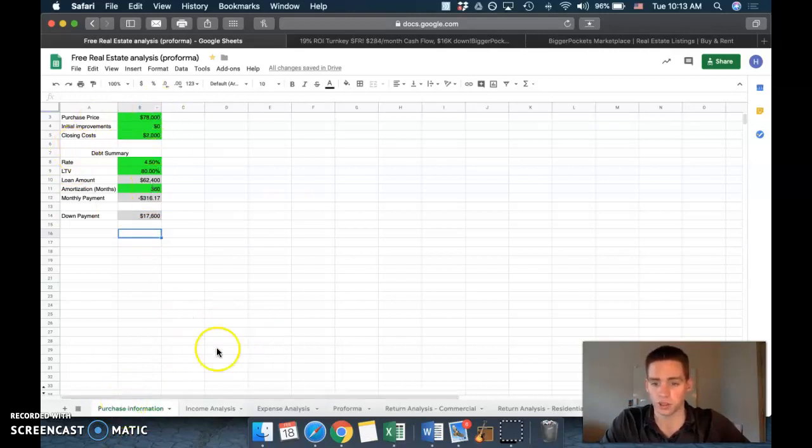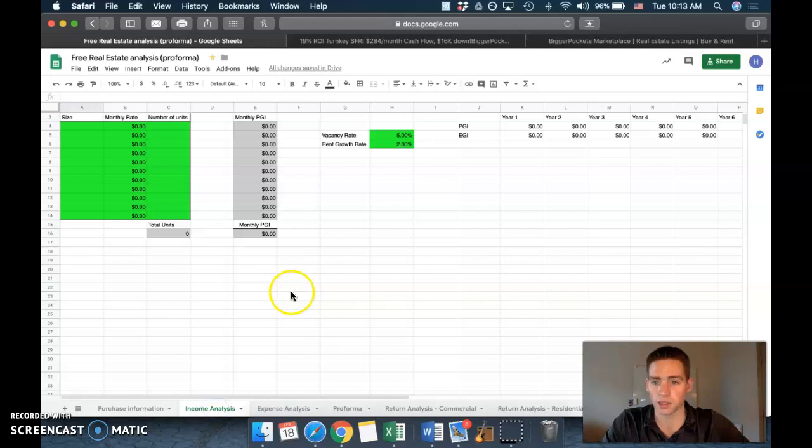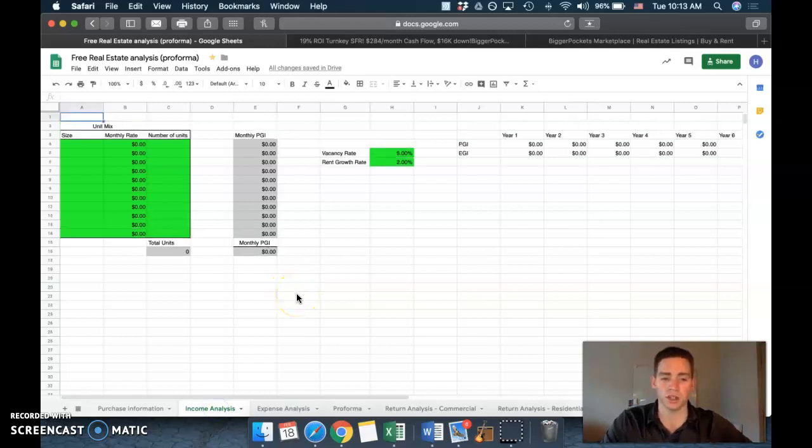You only have to fill out a couple cells here. Then we're going to come over to the income analysis tab. And I made this sheet so you can analyze either residential properties, like the one we're looking at here as rentals, or you can look at commercial properties, which is another video, which is why we have so many different tabs here.